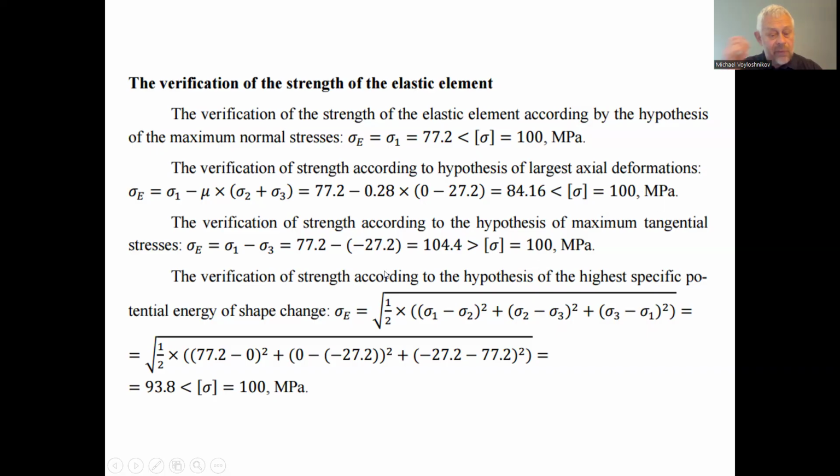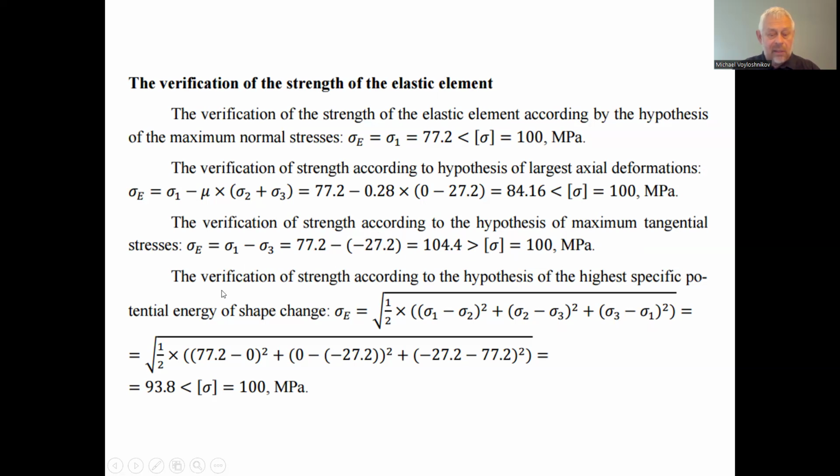Okay. The next verification of the strength is according to the hypothesis of the maximal tangential stresses. The equivalent stress has to be equal to the difference of the biggest and the lowest in the sequence of the main normal stresses: 77 minus the lowest, minus 27, minus by minus is plus, and so we have 104.4. This is more than the permissible level of the normal stresses allowed, 100 megapascal. So the check of the strength of the segment by the hypothesis of the maximal tangential stresses shows it is not strong enough.